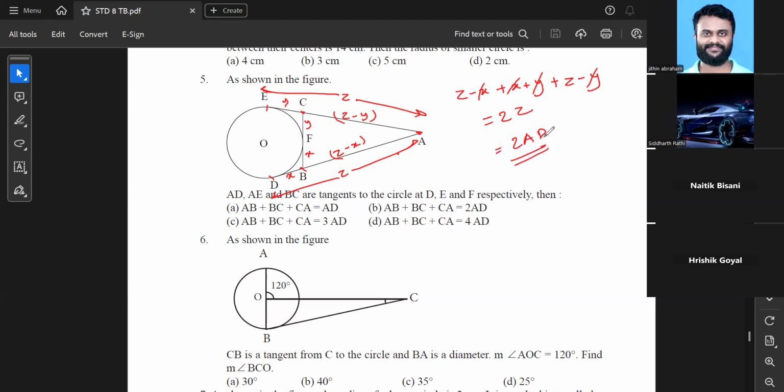Sir, how did you get x plus y? This BC. What is this? This is AB. This is BC. And this is CA. Agreed?